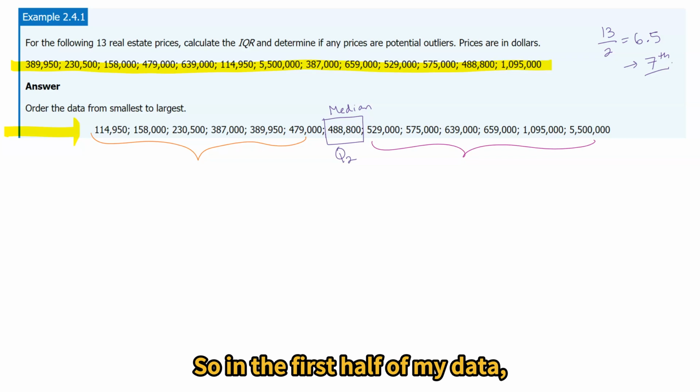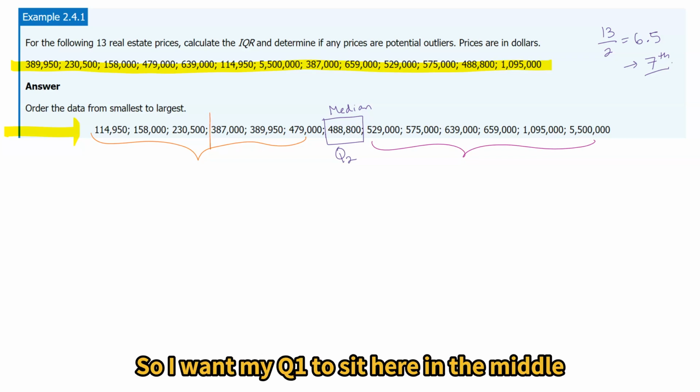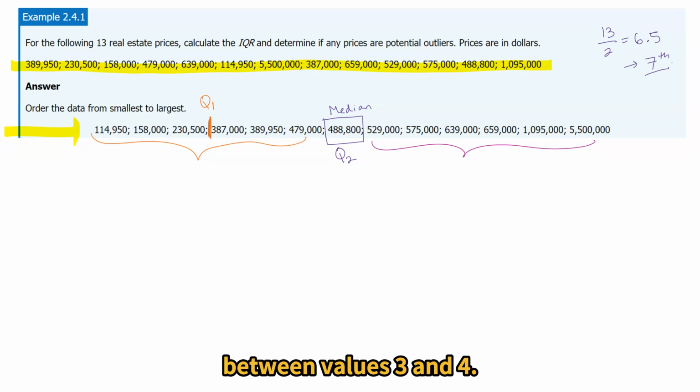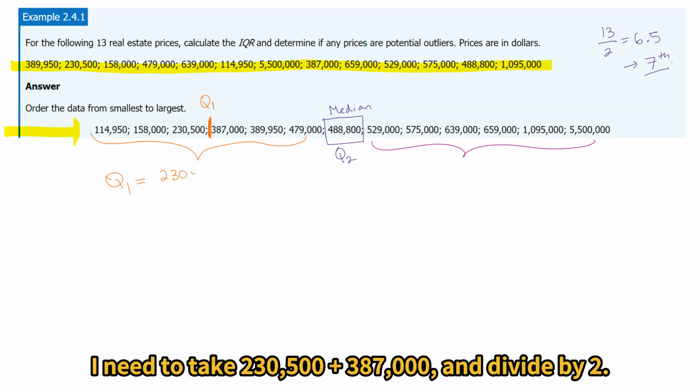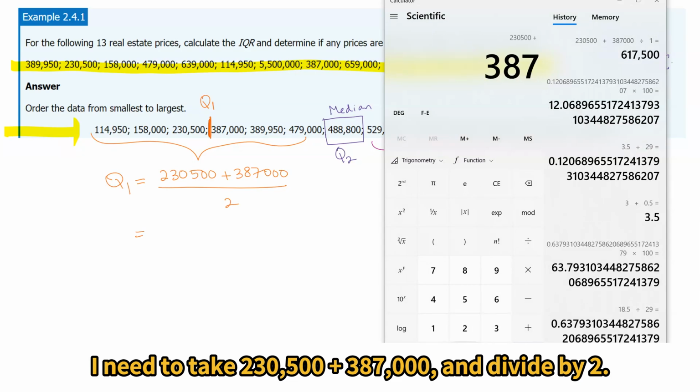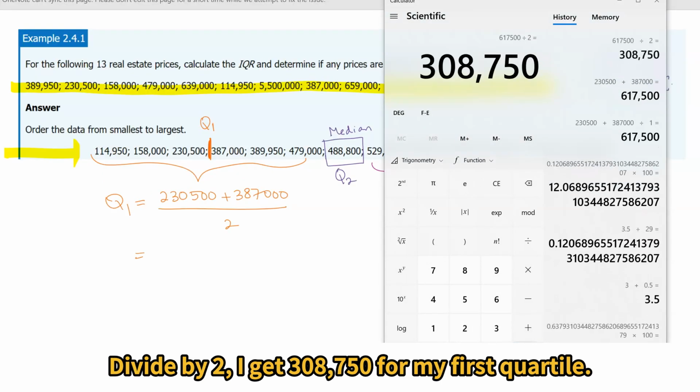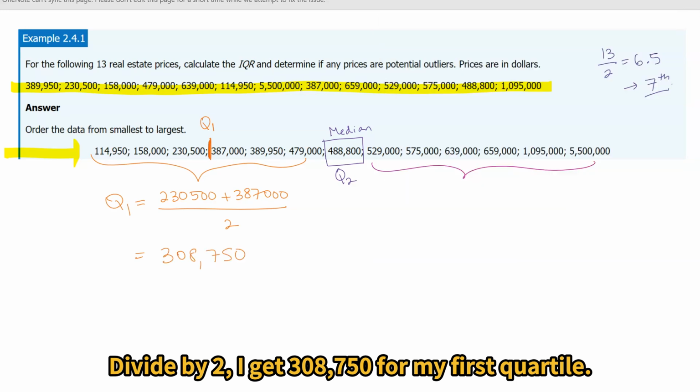So in the first half of my data, I have 6 values, so I want my Q1 to sit in the middle between values 3 and 4. So to find Q1, I need to take 230,500 plus 387,000 and divide by 2. Divide by 2, I get 308,750 for my first quartile.